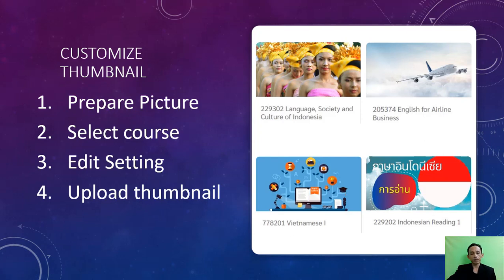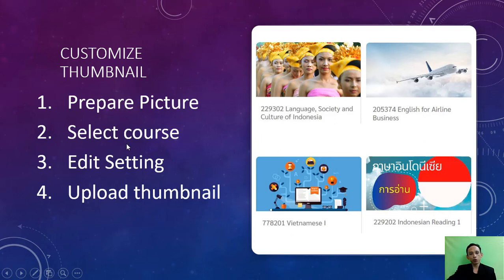There are 4 steps to customize a thumbnail. Number 1 is prepare your picture. Choose your picture from a website, or you can create it from Photoshop or many edit websites. You can use it to select the picture. Select a picture that relates to your course.